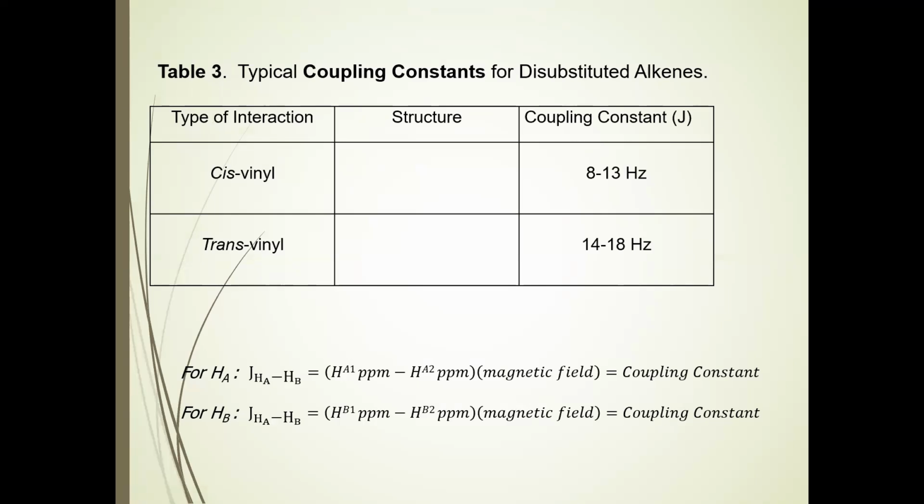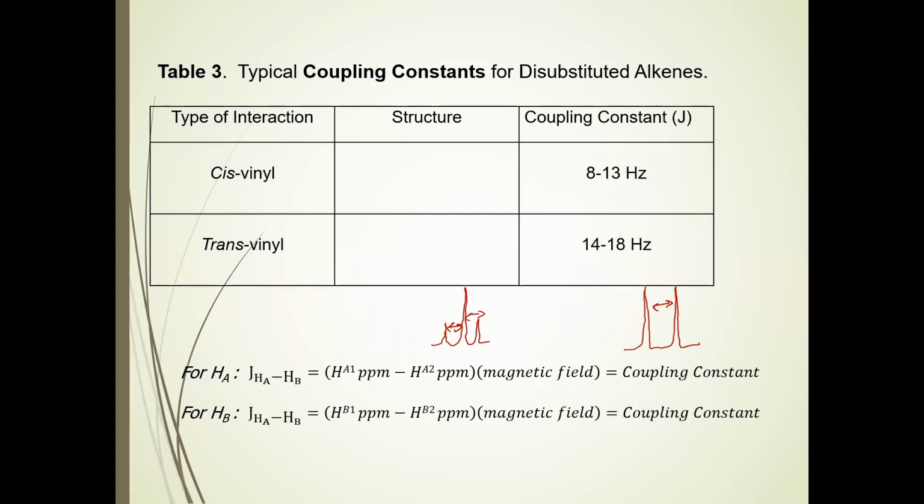Coupling constant is the distance between two peaks in a single multiplet. So when we're looking at our splitting, we have this doublet. We're looking at the distance between two peaks within the same doublet. If we had a triplet, it's the same thing, but we're looking at the distance between two adjacent peaks. We could look at those two or these two. Since the spacing is going to be equal, that would be the coupling constant.